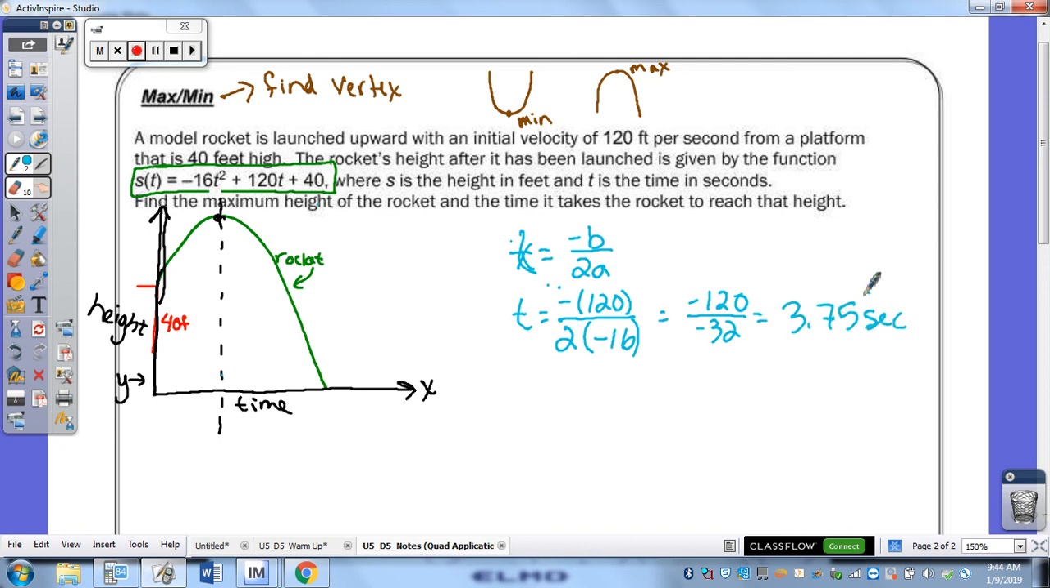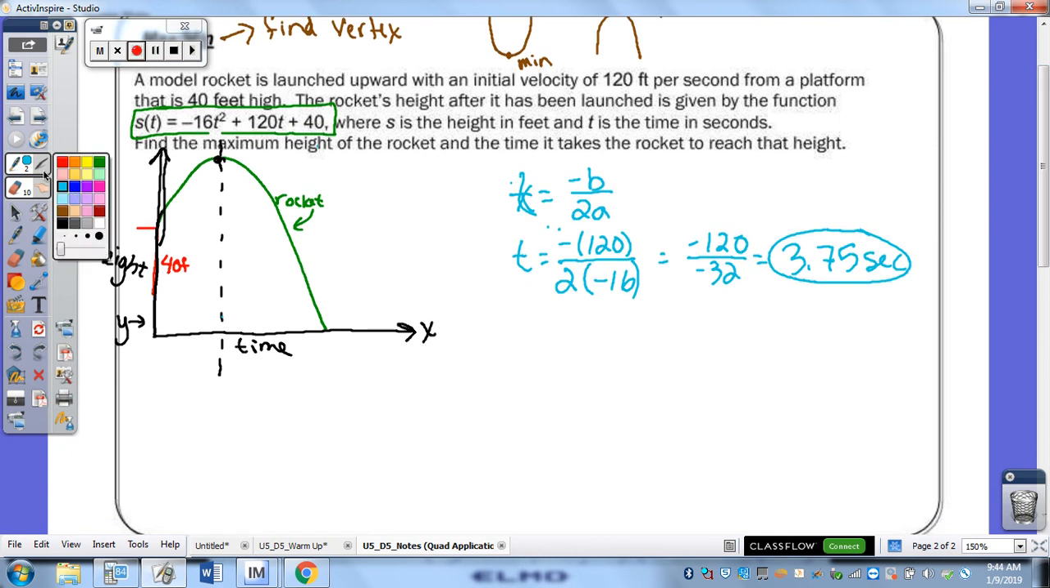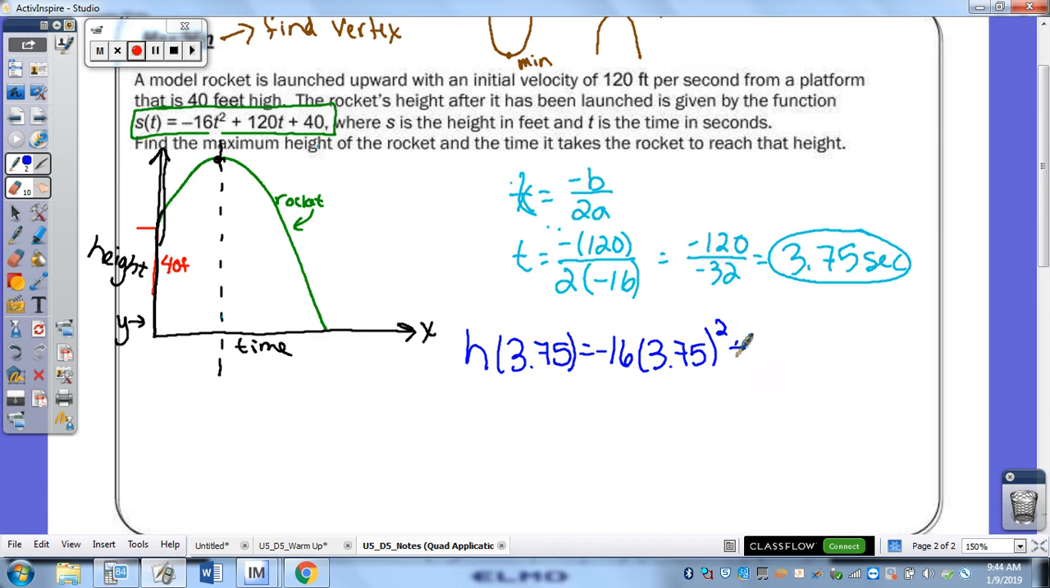So that answers one of our questions. It takes 3.75 seconds for that rocket to reach its maximum height. So that answers that part. To actually figure out the maximum height, you're now going to take that 3.75 and plug it in for t of that equation that they gave us. So negative 16 times 3.75 squared plus 120 times 3.75 plus 40.